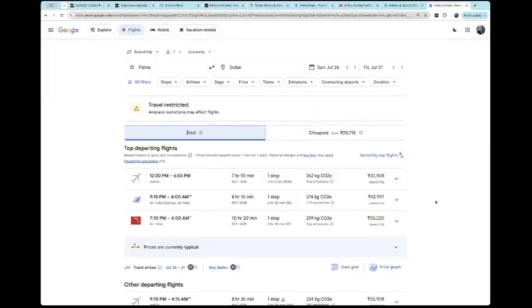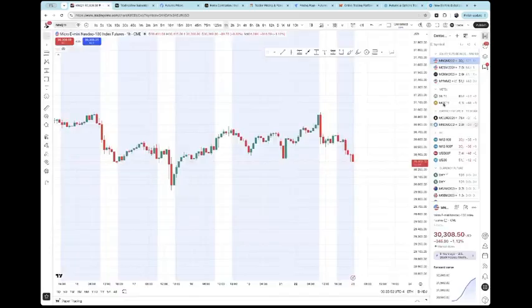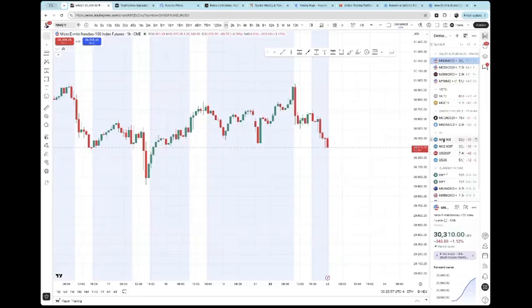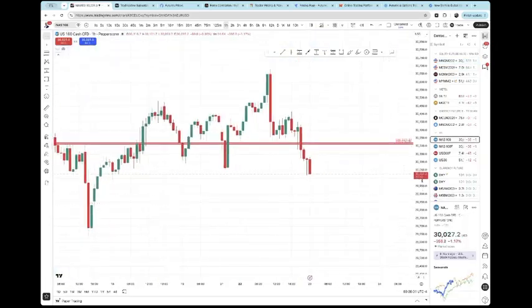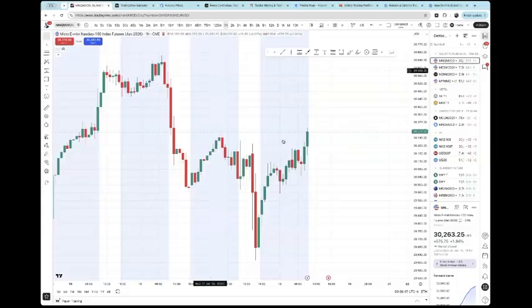This is the best flight. Now Nasdaq 100 is 30,309 and the other is 30,026. So over here you will have to pay the spread because these are the CFD chart. This is US 100 CFD and this is US future. So there is a difference between CFD and future.